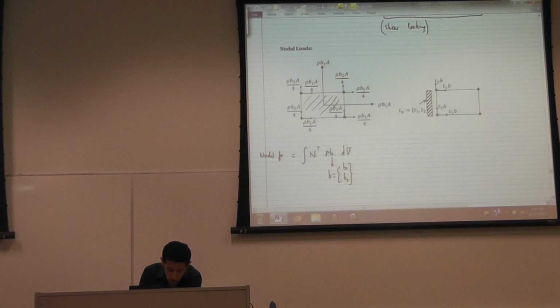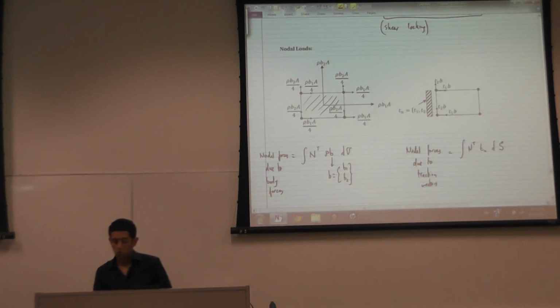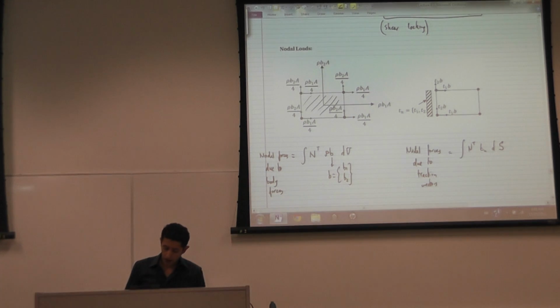So these are nodal forces due to body forces. And the nodal forces due to traction vectors will be equal to N transpose Tn integrated over the surface. You take that force per unit area on the surface, multiply by N transpose, and integrate it over the surface. Tn here will be equal to the two components, the horizontal component and the vertical component.